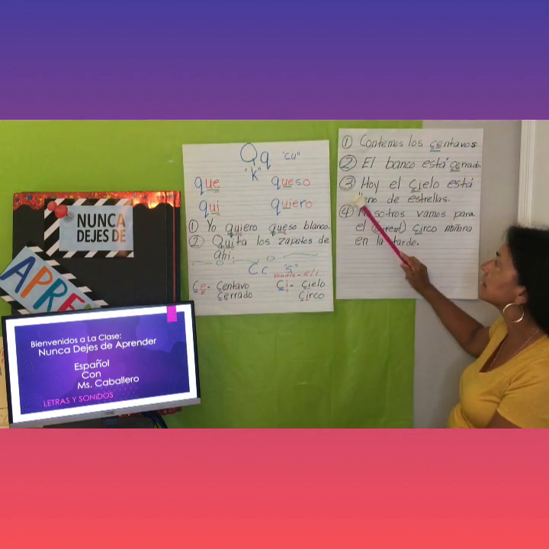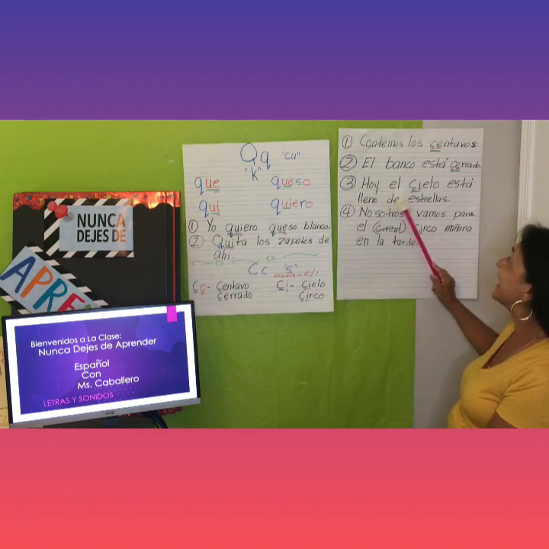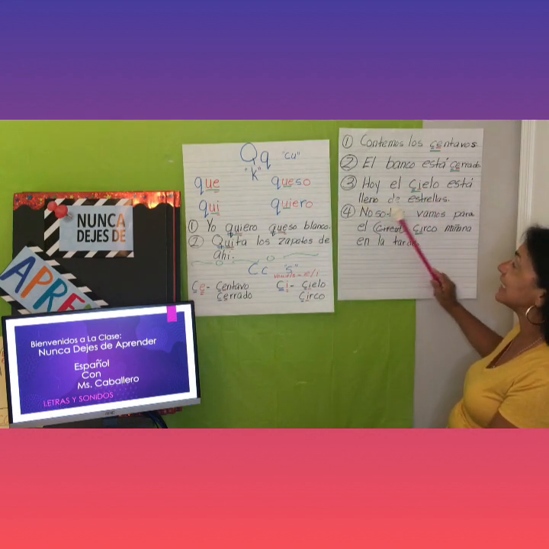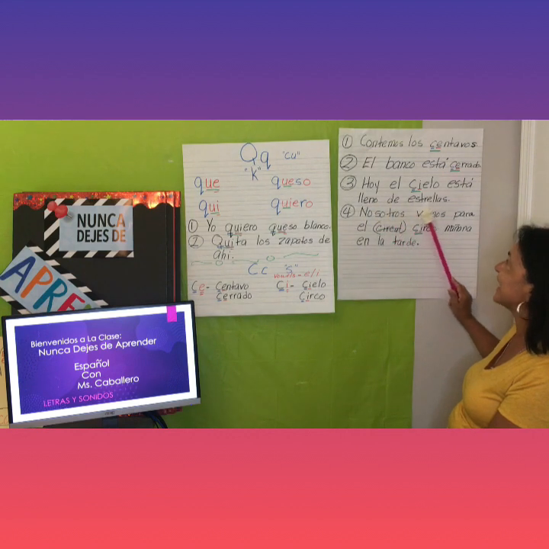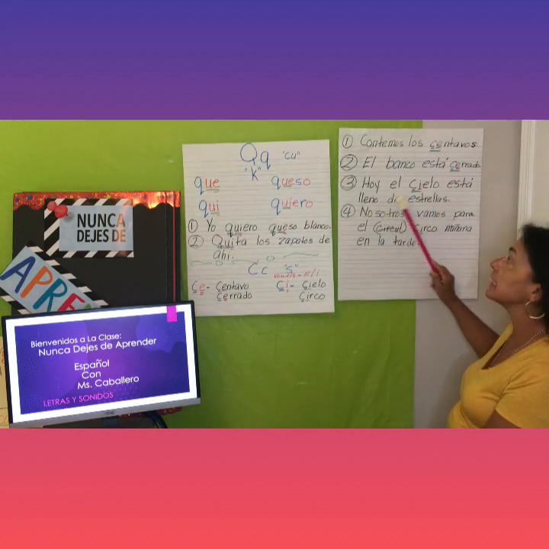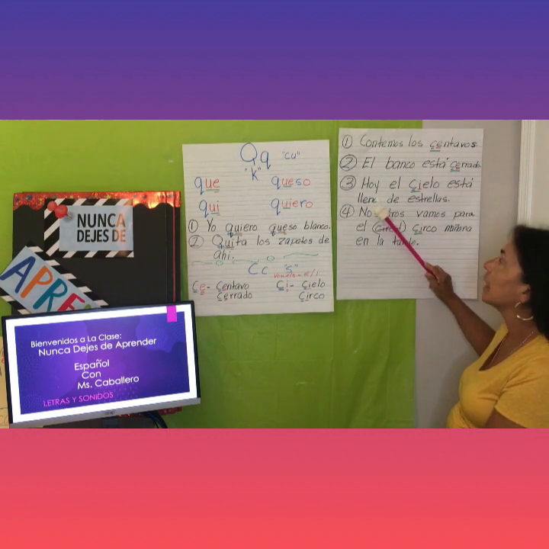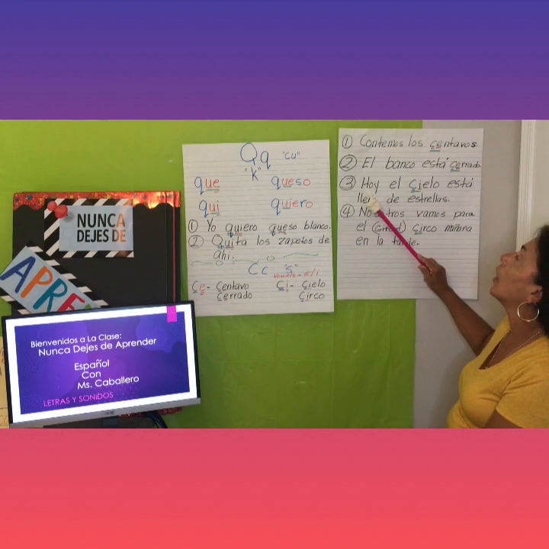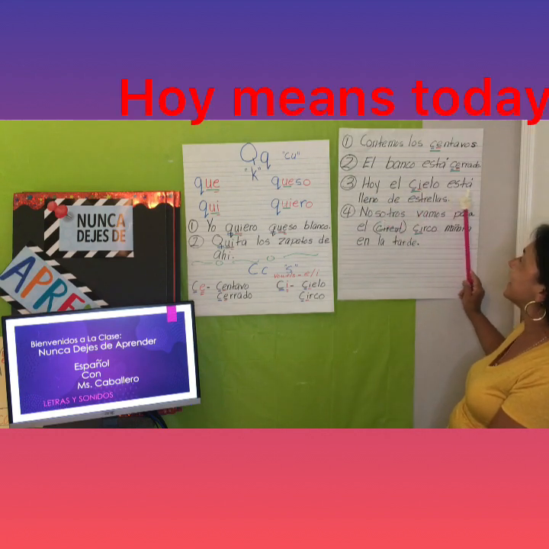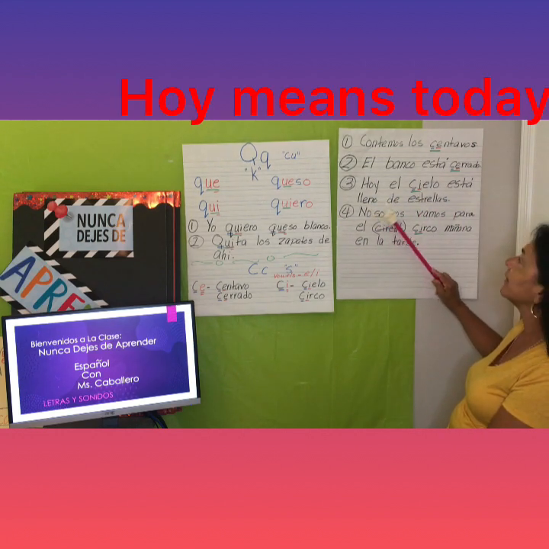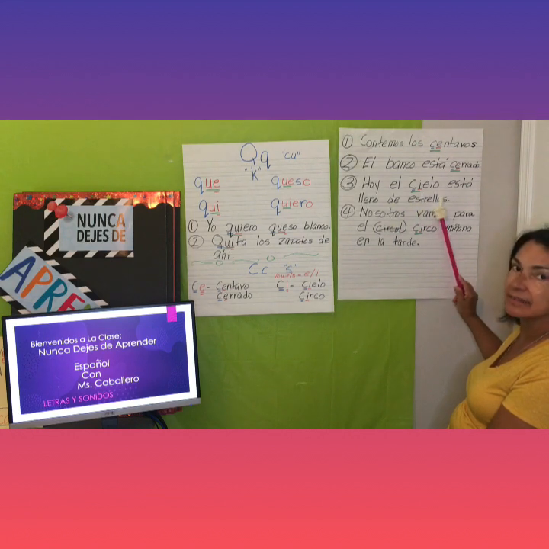Now, sentence number three. Oración número tres. Hoy el cielo está lleno de estrellas. This means the sky is full of stars. I'm going to read it again in Spanish. Hoy el cielo está lleno de estrellas.